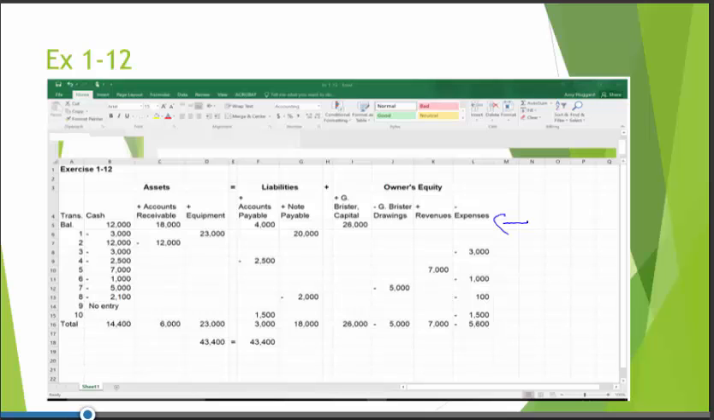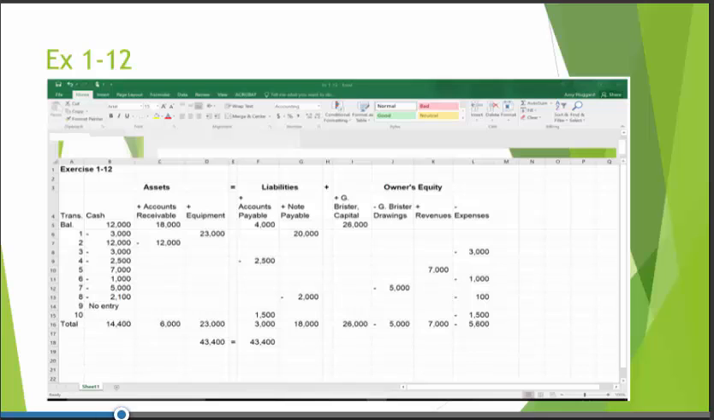So after each transaction, every column added up, the assets should then equal the liabilities and owner's equity. So let's look at the transactions. The first transaction was: purchased equipment for $23,000 from Digital Equipment, paid $3,000 cash, and signed a notes payable for the balance.